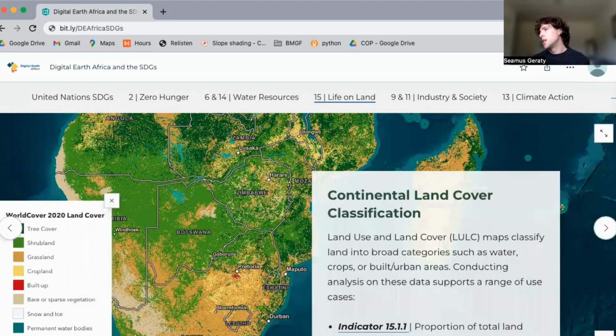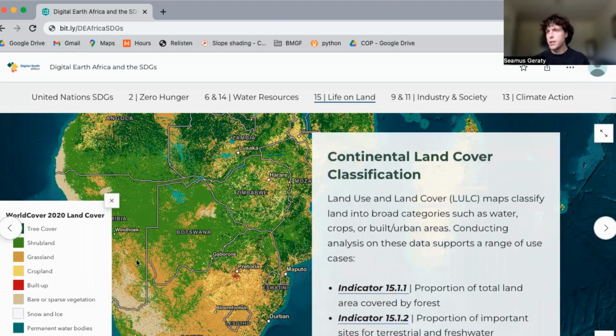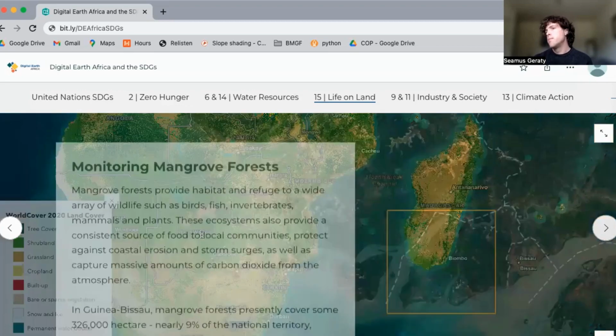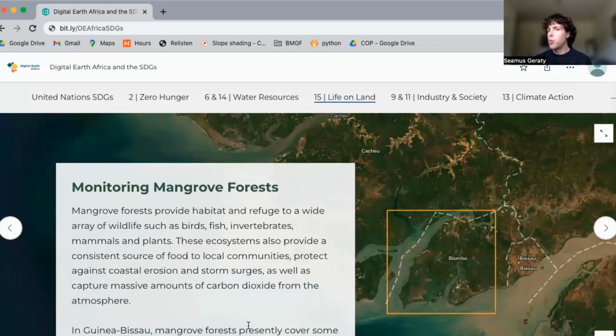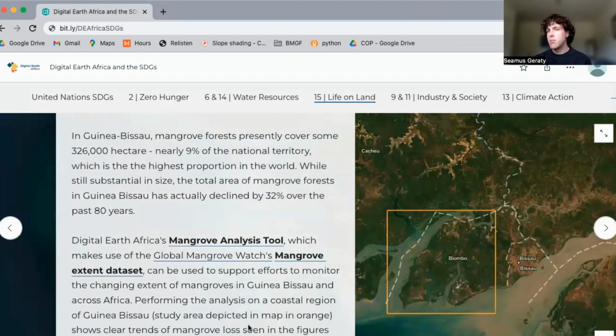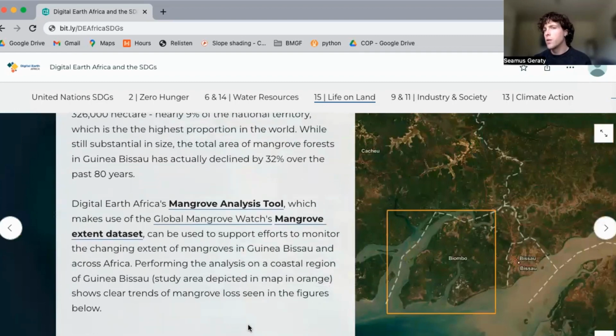Here, seen is the continental land cover classification layer. Digital Earth Africa's platform hosts continent-wide land cover and classification datasets, such as this World Cover 2020 land cover map. It classifies land into broad categories such as water, crops, or built urban areas. Conducting analysis on these data supports a range of land cover use cases, including change detection work, such as monitoring mangrove forests. Digital Earth Africa's mangrove analysis tool, which makes use of the Global Mangrove Watch's mangrove extent dataset, can be used to support efforts to monitor the changing extent of mangroves in Guinea-Bissau and countries across Africa.